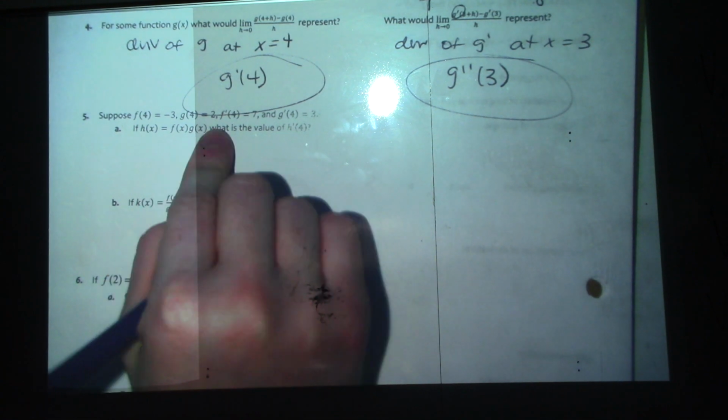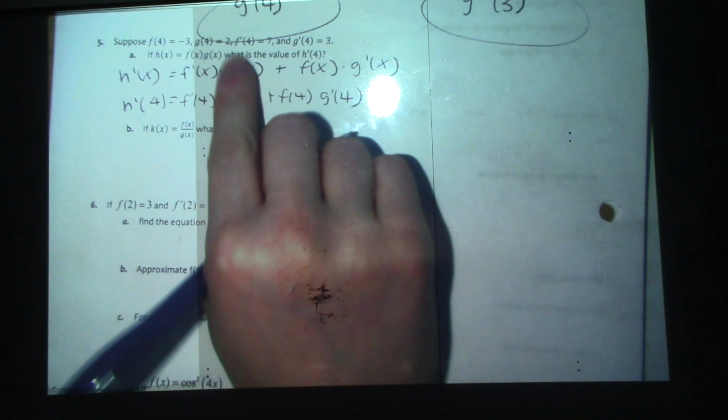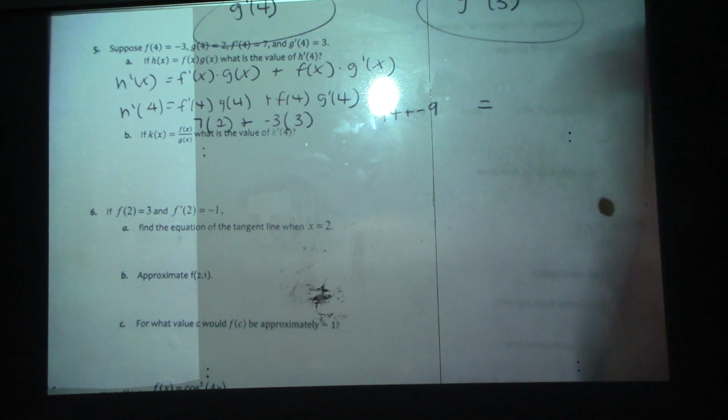Here I have 2 functions being multiplied, that's product rule. So the derivative of the first times the other one left alone, plus the first one times the derivative of the second. So h prime of 4 is just going to be f prime of 4 times g of 4, plus f of 4 times g prime of 4. F prime of 4 is 7, times g of 4 is 2, plus f of 4 is negative 3, times g prime of 4 is positive 3, so that's 14 plus negative 9, which is 5, yes.